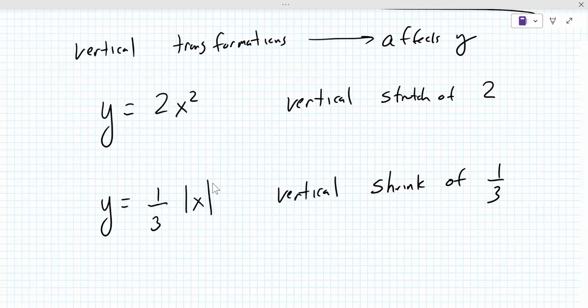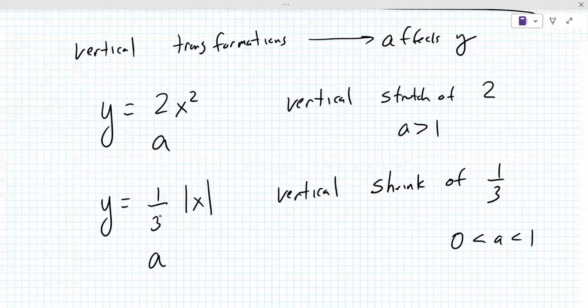Vertical shrink is when the number on the outside here is between 0 and 1. And it's a stretch if a is greater than 1. Let me know when you have this down in your notes. I want to give you a couple of practice problems for us to work on.